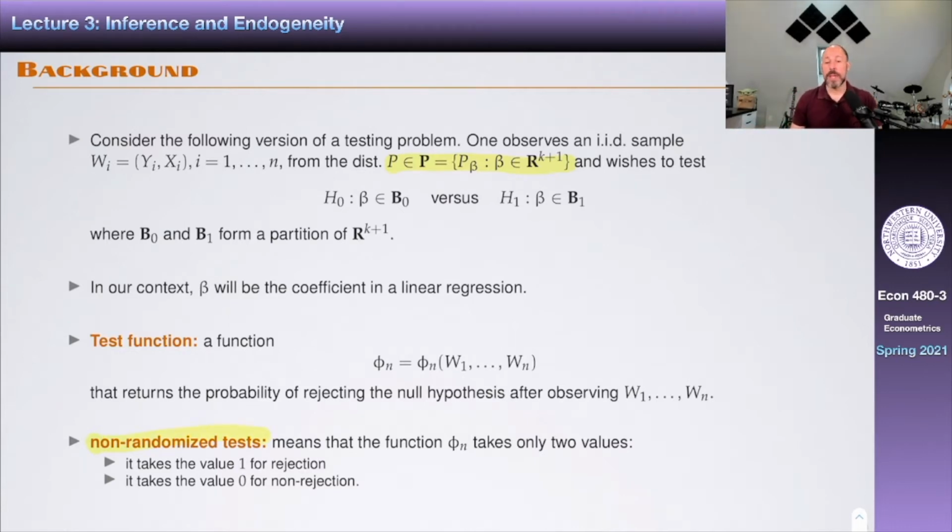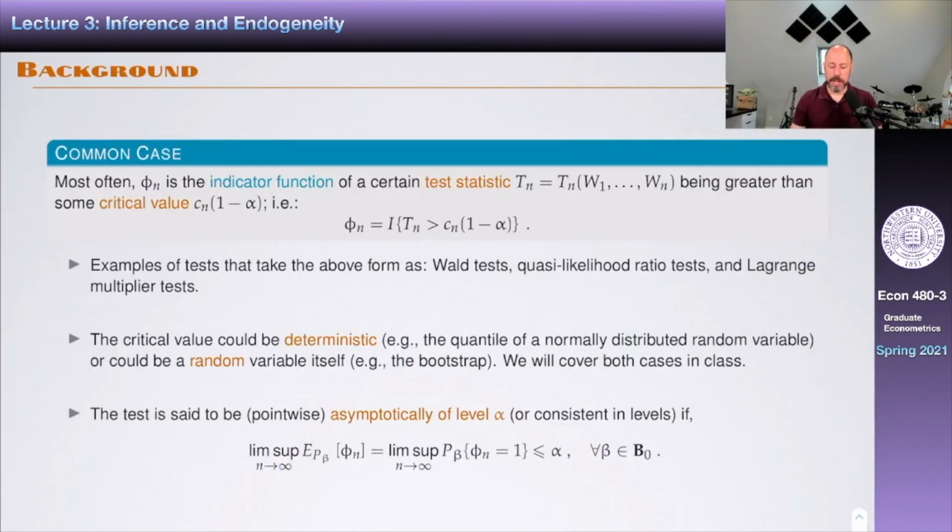So, what is a common case of a non-randomized test? Well, most often, as I wrote here, phi is the indicator function of a certain test statistic. I'm going to denote the test statistic by Tn, a function of the data, being greater than some critical value, c_n(1 minus alpha). So this function phi is just going to be the indicator that our test statistic exceeds the critical value. Examples of tests that take this form are most of the ones that you already know: a Wald test, quasi-likelihood ratio test, Lagrange multipliers, and the like.